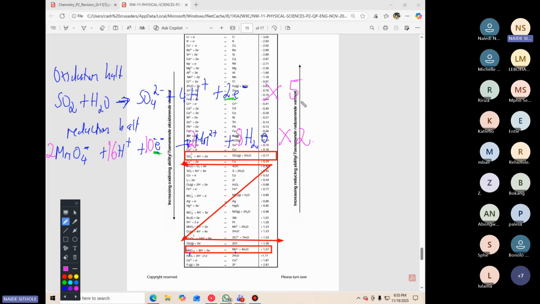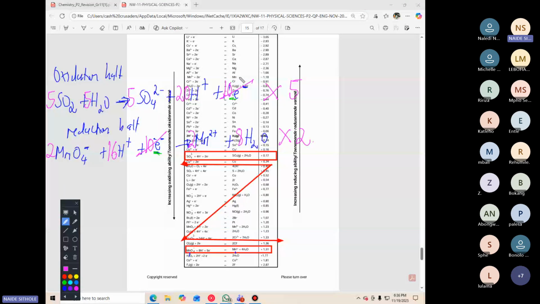Then let's come over here. If I say 5 multiplied by 1, I have 5 here. I also have 5 here. And then 5 multiplied by 4 gives me 20. And then 5 multiplied by this will give me 10. So what happens is that since we have 10E on both sides, they will cancel. But you need to be careful with this one.